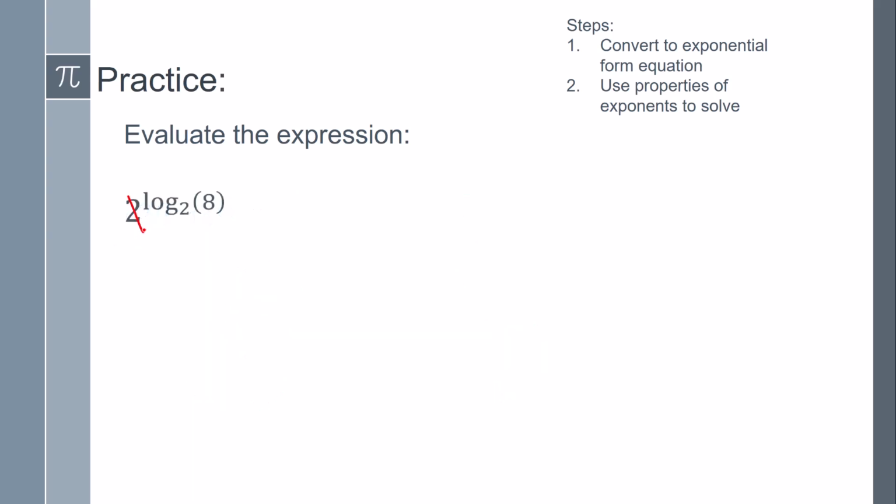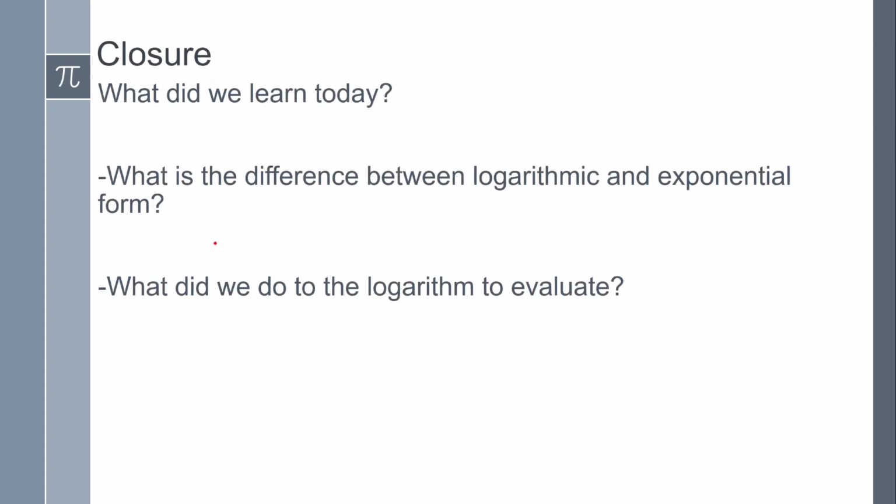Whenever you see the exponent and the base, they're just going to reduce. So what did we learn today? We talked about how we can convert between logs and exponents. And then we used converting a logarithm into an exponential equation to be able to evaluate. Now, what's the difference between logarithmic and exponential form? Well, logarithmic has a log in it. Exponential has an exponential in it. That's how we can tell the difference.